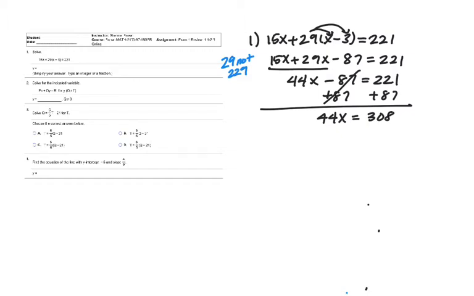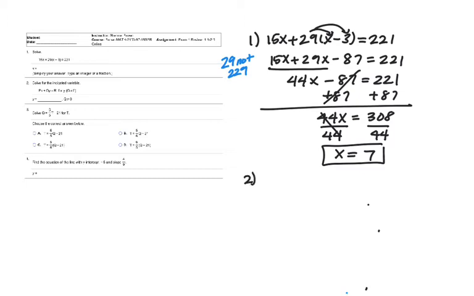308. And then dividing, the inverse of multiplying by 44, we want to divide by 44 on both sides. And so we get x equals 7. Okay. You can check your solution by plugging 7 back into the original equation, and you should get a true statement. Okay, let's look at number 2.